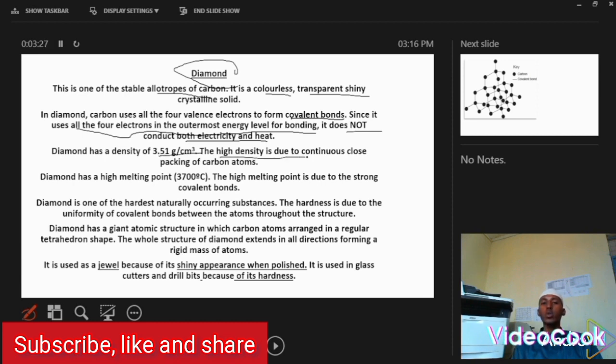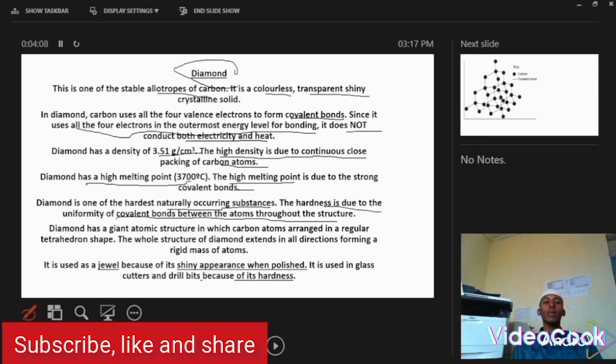The high density is due to the continuous close packing of carbon atoms. Diamond has a high melting point of 3700 degrees centigrade. The high melting point is due to the strong covalent bonds. Diamond is one of the hardest naturally occurring substances. The hardness is due to the uniformity of covalent bonds between the atoms throughout the structure. Since the atoms are closely packed together, diamond becomes the hardest naturally occurring substance.